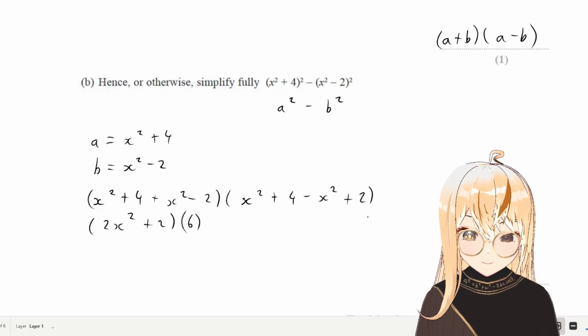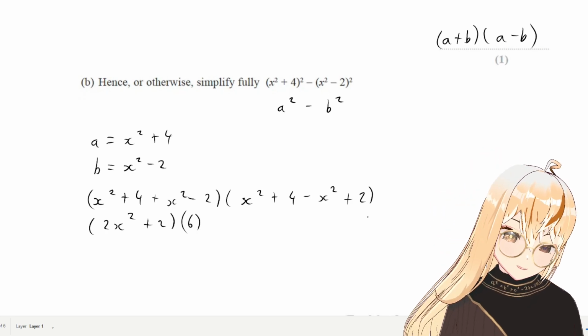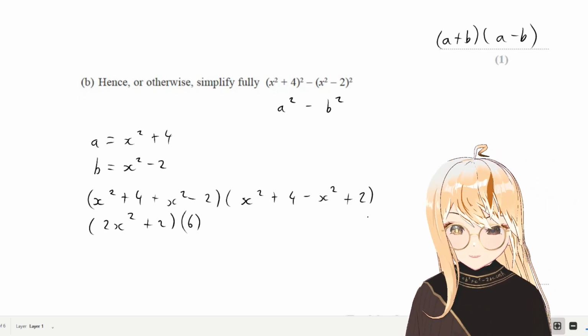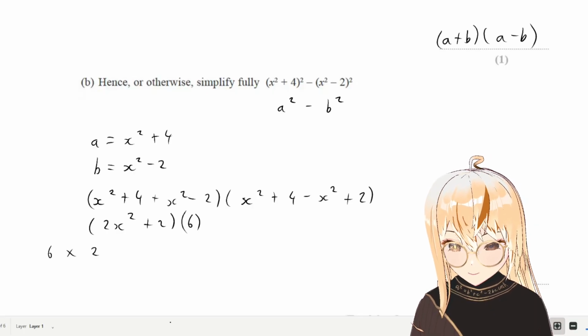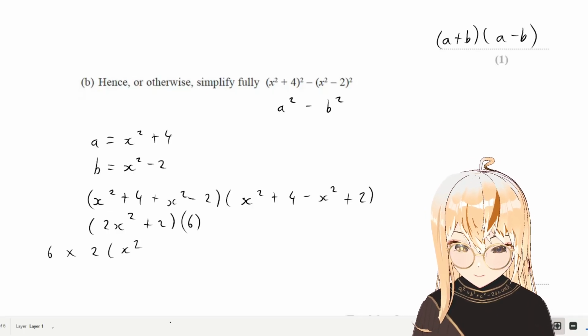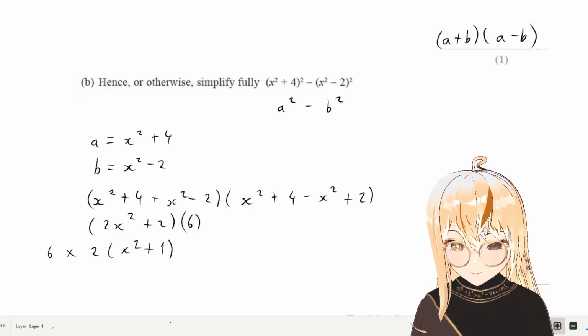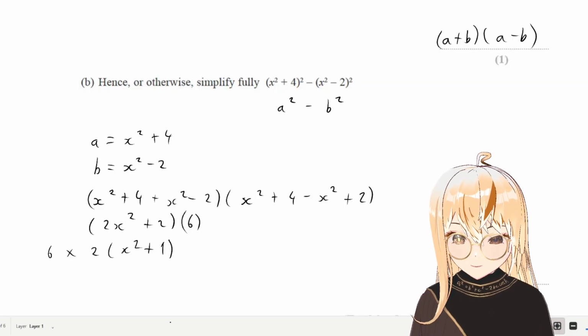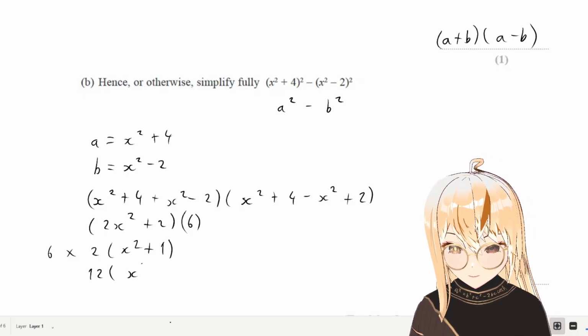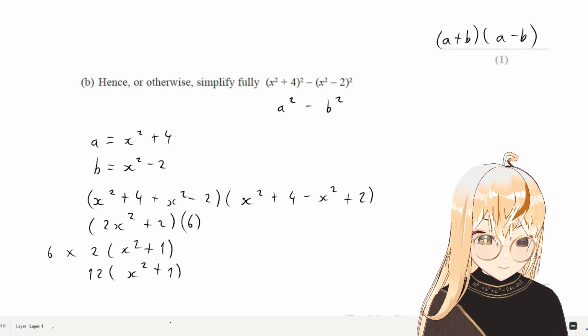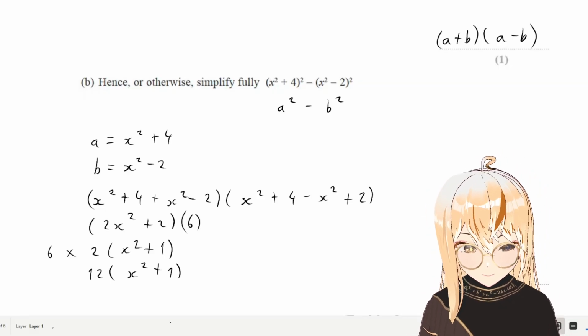We need to simplify fully, and there's still a factor I can take out of the left bracket, which is 2. I'll write 6 times here, and then we just took out 2, so it's like that. And then 6 times 2 on the outside is 12. So you've got 12 times x squared plus 1. Nice, that looks fully simplified.